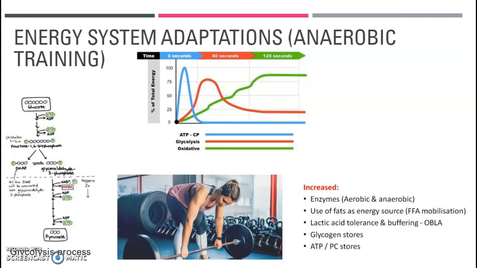High intensity training such as sprints, weights, plyometrics, etc., adapts the body so that the anaerobic glycolytic system can be sustained for a longer period of time. A further adaptation is the ability to deal with the buildup of lactic acid in the blood system. This is called onset of blood lactate accumulation, or OBLA.